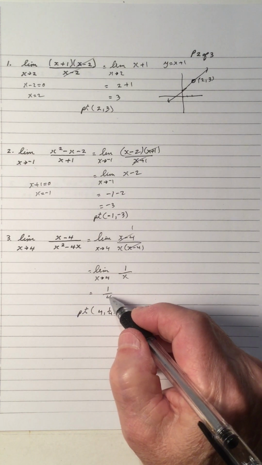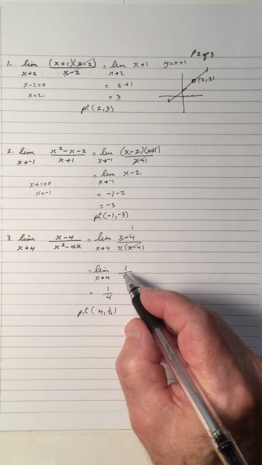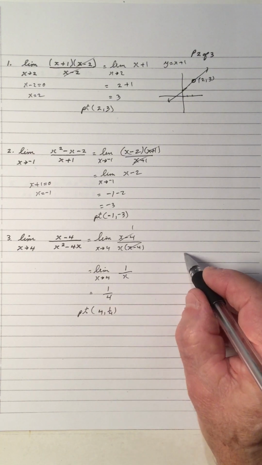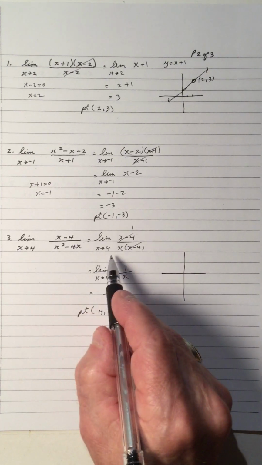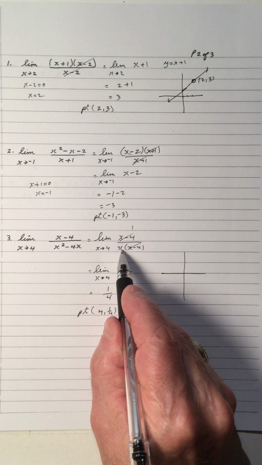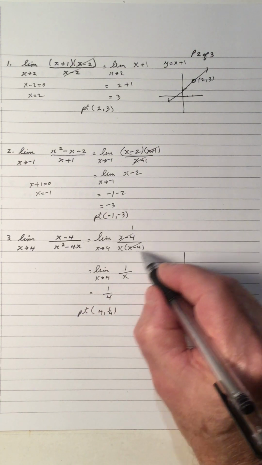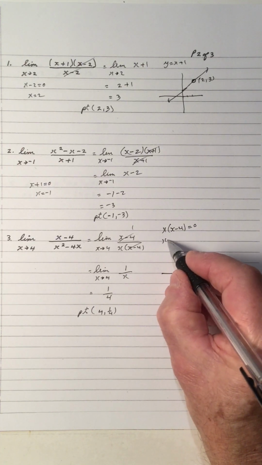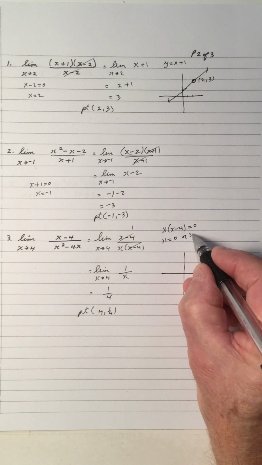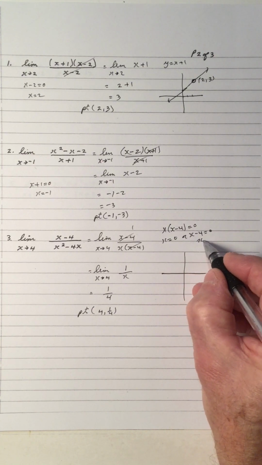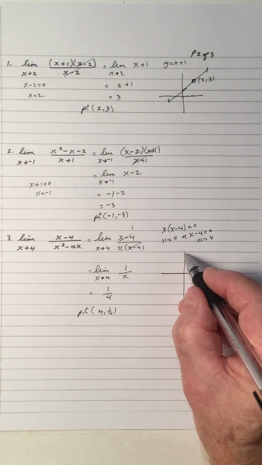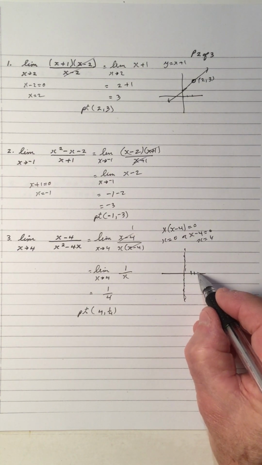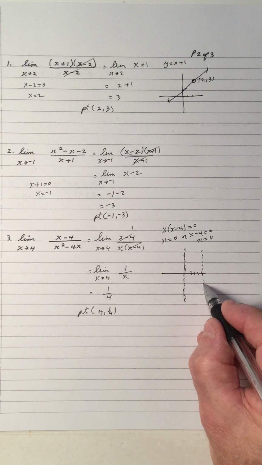The limit is 1/4, which means on this 1 over x, you've got a vertical asymptote. If you think about it, you have a vertical asymptote at x is 0. So look right here, we've got x times x minus 4 equals 0. So x is 0, or x minus 4 equals 0. So you have vertical asymptotes at x equals 0, which is right there, and a vertical asymptote at x equals 4, which is right there.